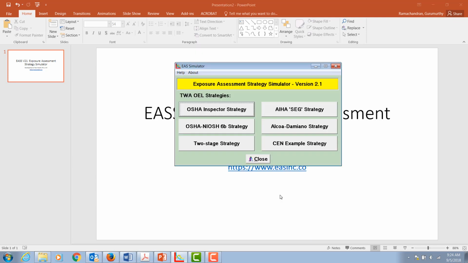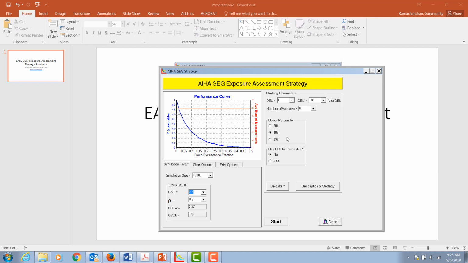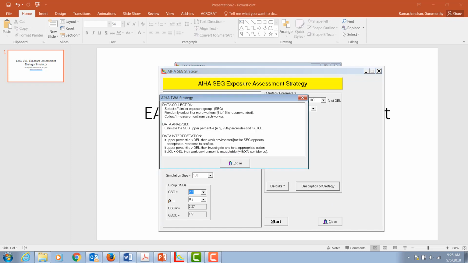Now let's close this strategy out and instead look at the AIHA SEG strategy. So here again, let's just look at the description of the strategy. We first select an SEG and randomly select 6 to 10 workers and collect one measurement from each worker.